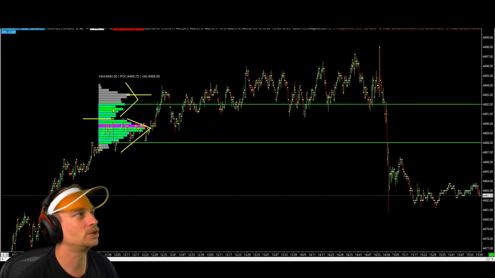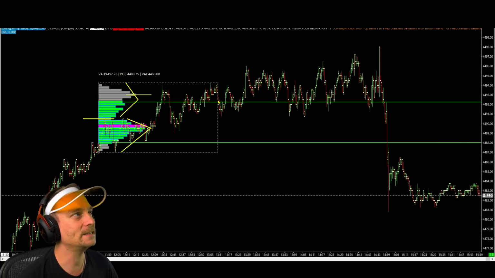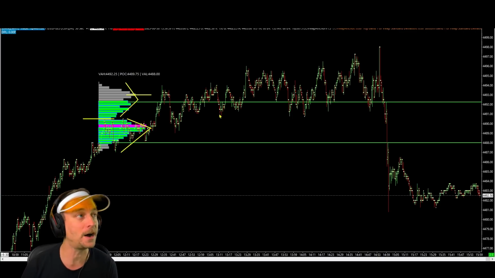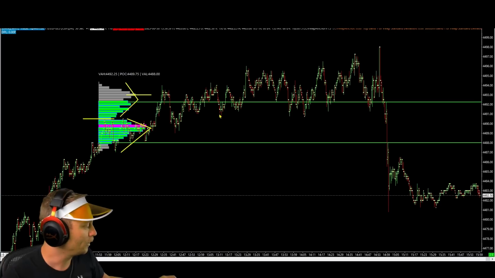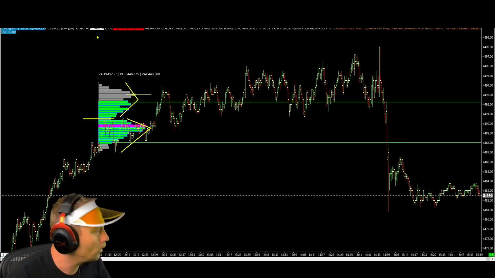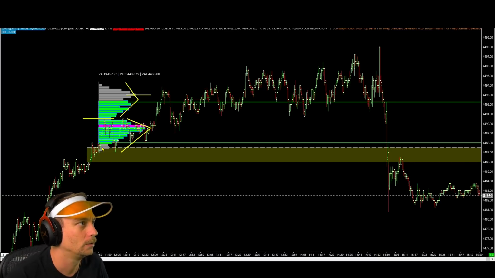Okay? So here's where we finish drawing the profile. Notice this. As the price goes, notice how we get to this low node and it pivots right off of it. And now, what's happening up here is we have a range down here, right?